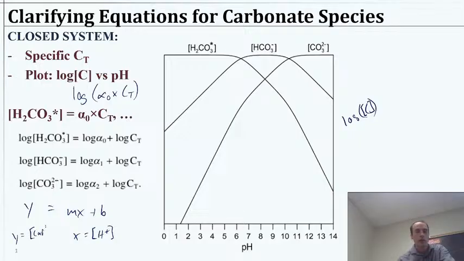I'm just going to say carbonate of some sort. Okay, makes sense? So for the closed system, we use the alpha fractions and the C total. We need to know something about C total so that we know how much is there, that at some places, it's basically all in one form or the other. So that's kind of our limit. So we need to know CT for a closed system.